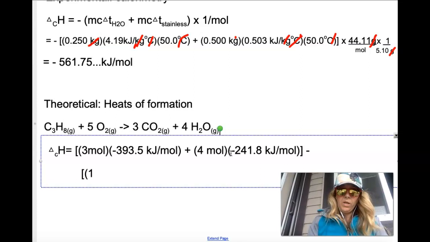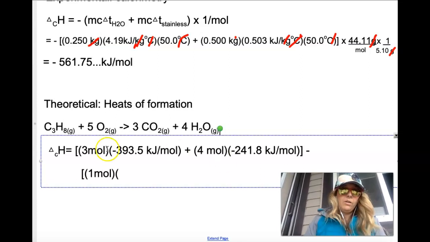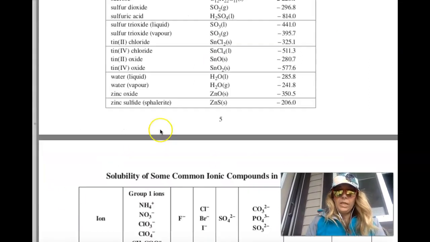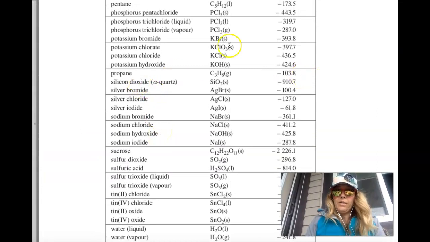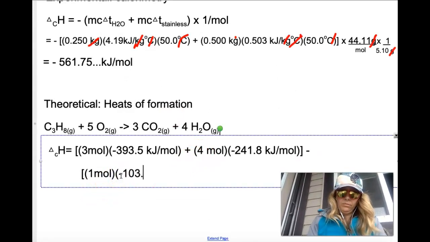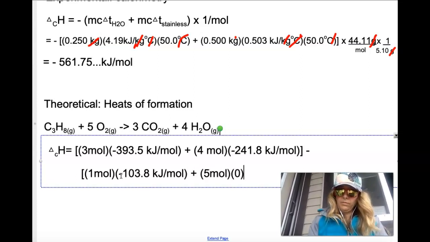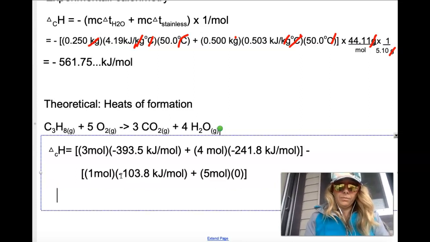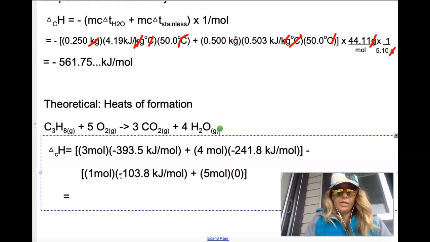Okay, then from that we are going to subtract the n delta fH naught of our reactants. So for the propane, we have 1 mole of it. Heat of formation of propane is negative 103.8 kilojoules per mole, and then plus the 5 moles times 0.